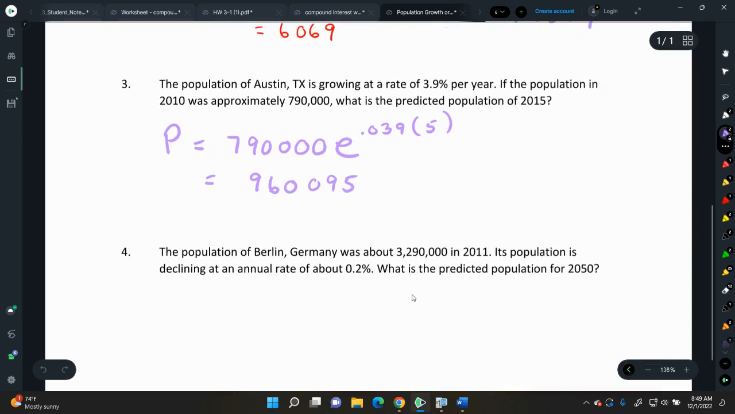So what would I use as my rate? Negative. Yeah, make the rate negative. Good.